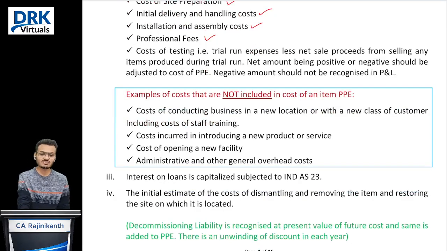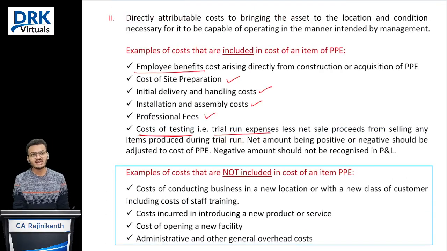Professional fees. Sometimes we may need consultation of engineers or any other experts. So whatever the fees we pay to them can be eligible for capitalization. Cost of testing. I can say trial run expenses can also be eligible for capitalization.